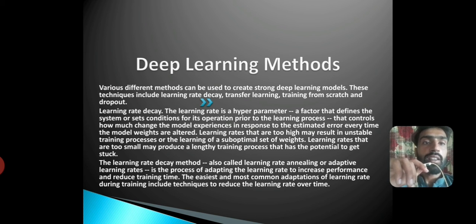The learning rate decay method, also called learning rate annealing or adaptive learning rates, is the process of adapting the learning rate to increase performance and reduce training time. The easiest and most common adaptations of learning rate during training include techniques to reduce the learning rate over time.